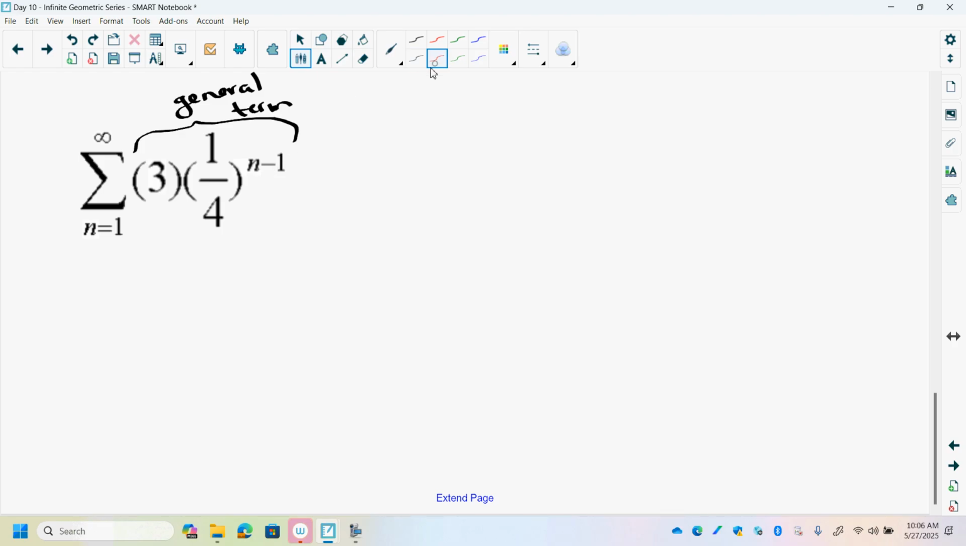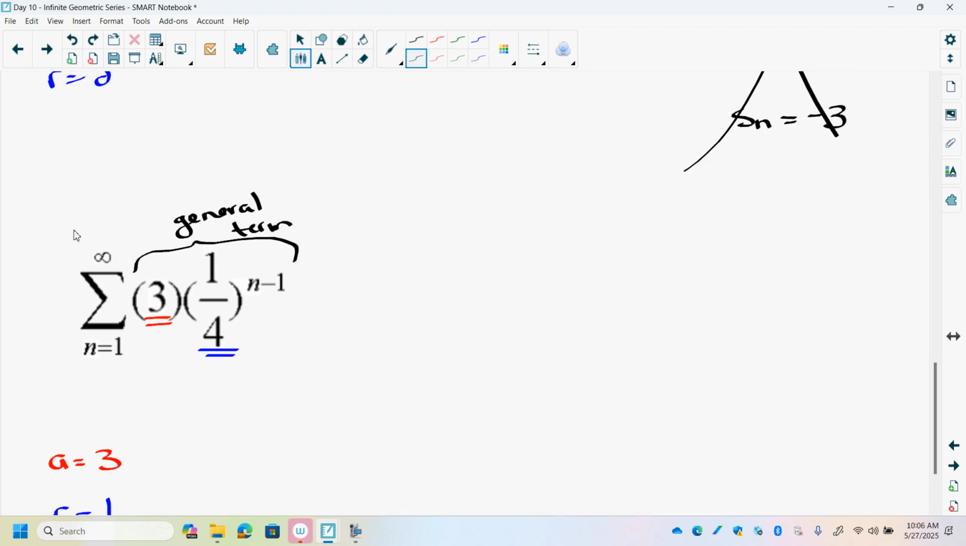Anyone see the A value? A would be 3. What's the R value? R is 1/4. Now, this one doesn't have a ... but it says explicitly on the top, start at 1, end at infinity. Now, I don't want you to just add an infinite number of terms, like we'd be here forever. You can't do that. Or wait, yes, we can do that.